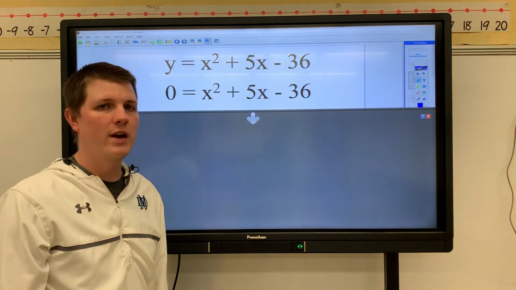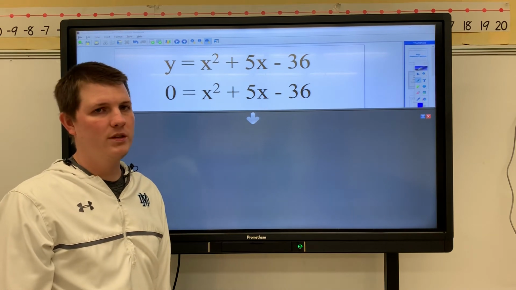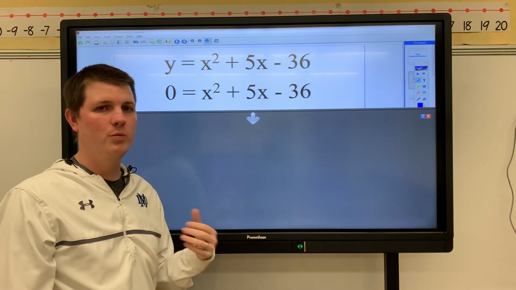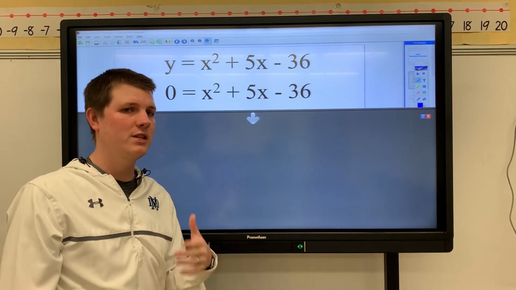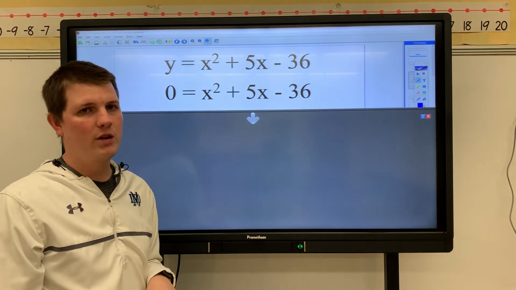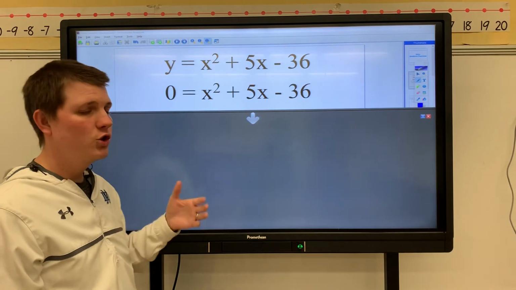Now, in this particular problem earlier, I had you find the roots, find the solutions. I asked you to do that in your head. Typically, we're not going to be able to do these in our head. They're going to be too complicated. There's going to be too many numbers. Sometimes there may even be fractions and different things like that. You're not going to be able to do them in your head. So we're going to have to work this out algebraically.